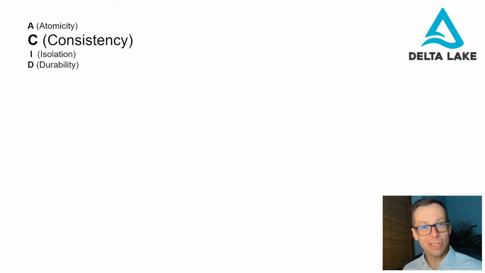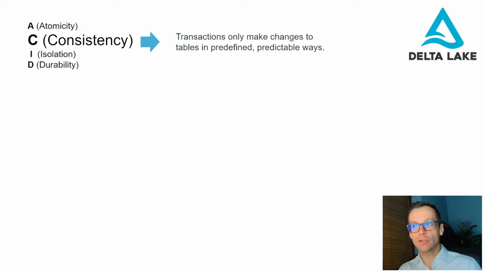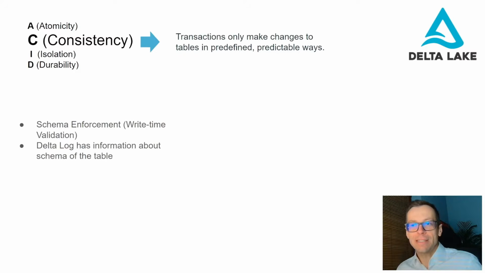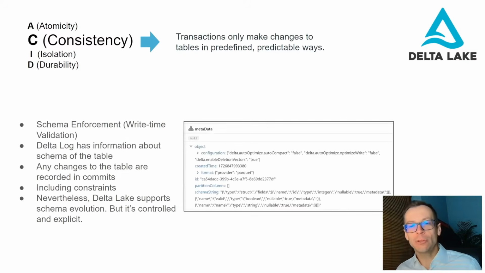The second letter is also very simple. C stands for consistency, and it means that a transaction only makes changes to the tables in a predefined, predictable way. Using simple words, there shouldn't be a way to mess up the table. And in Delta Lake, the first mechanism which secures it is schema enforcement. We have seen in the JSON file a schema definition for the table, and Delta Lake will make sure that whatever we are trying to write to the table follows that schema.